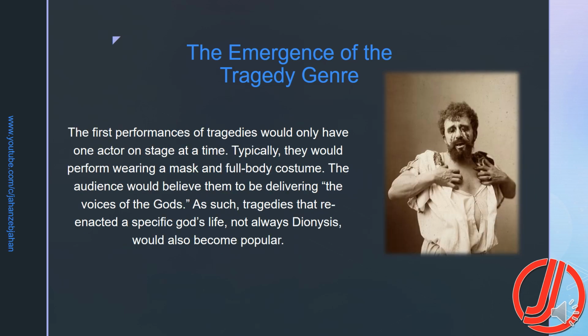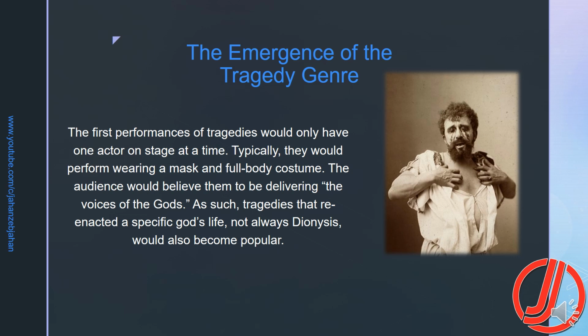The first performances of tragedy would only have one actor on stage at a time, because people did not have much scope of actors, or they could not find proficient actors, so they went with the one, and there was scarcity of expression on face and of costumes. So typically they would perform wearing a mask and full body costume. So the audience would believe them to be delivering the voices of gods.